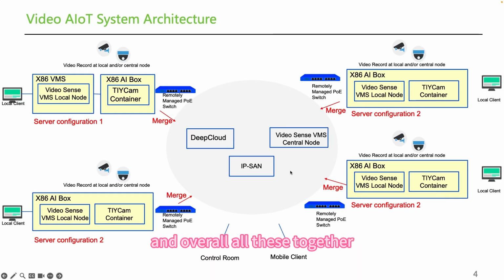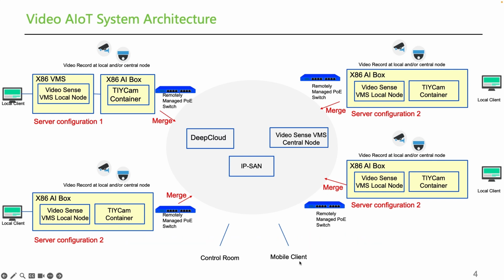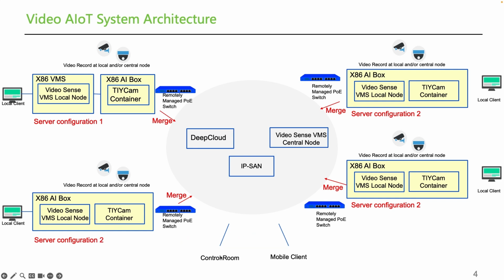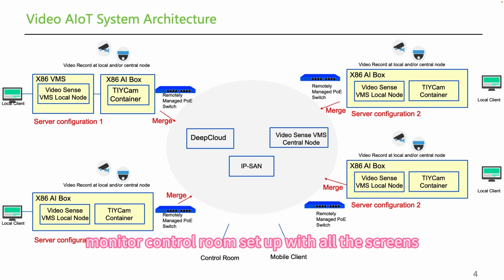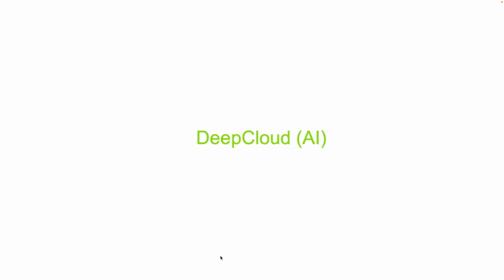And overall, all of these together merge their data into a central cloud here, where we're running the Deep Cloud, the VideoSense central node, and IPSAN. IPSAN is our IP storage area network. And overall, this cloud can be accessed through a control room, like a physical monitor control room setup with all the screens, or a mobile client. We'll get to that later.